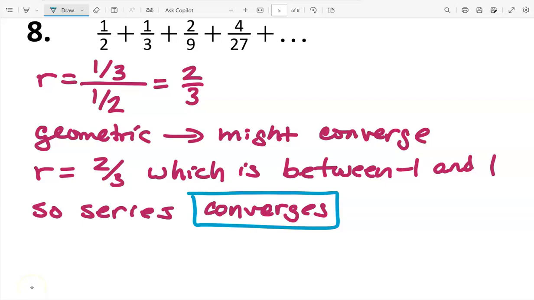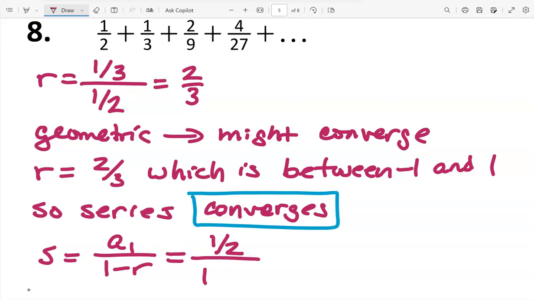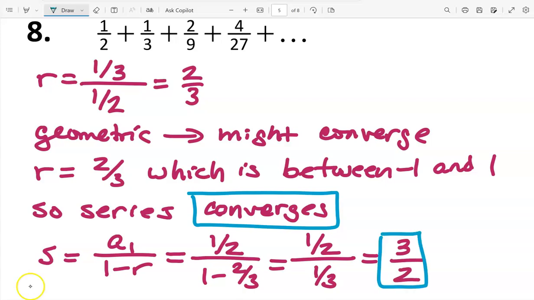So this series converges. The sum of a convergent series is a finite number that we can find using the sum formula for a geometric series. The sum is equal to the first term divided by 1 minus the ratio, and the first term is 1/2, and the ratio 2/3. So that gives us a sum of 1/2 divided by 1/3, which is 3/2.